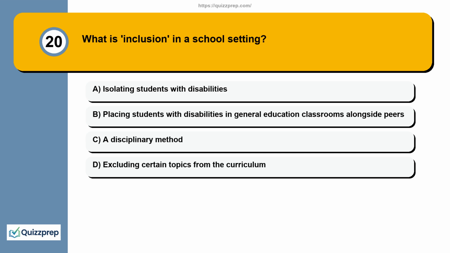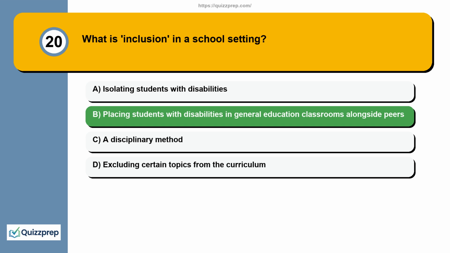Question 20. What is inclusion in a school setting? Here are your options. Option A, isolating students with disabilities. Option B, placing students with disabilities in general education classrooms alongside peers. Option C, a disciplinary method. Option D, excluding certain topics from the curriculum.